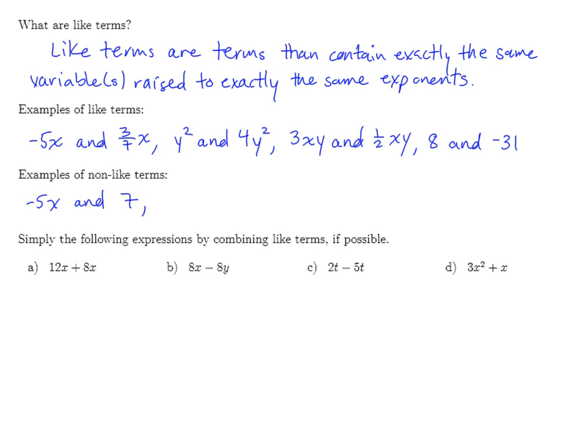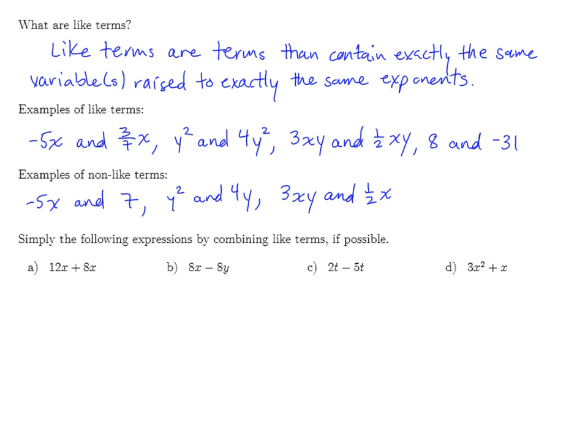Now let's take y squared, and let's change this next one to 4y. Now they're no longer like terms, they both have y, but the first term has y raised to the second power, and the second term has y raised to the first power. As another example, we could do 3xy, and let's just do 1/2 x. So each of these terms has x raised to the first power, but the first term has y raised to the first power, and the second term does not contain y, so those would not be like terms.